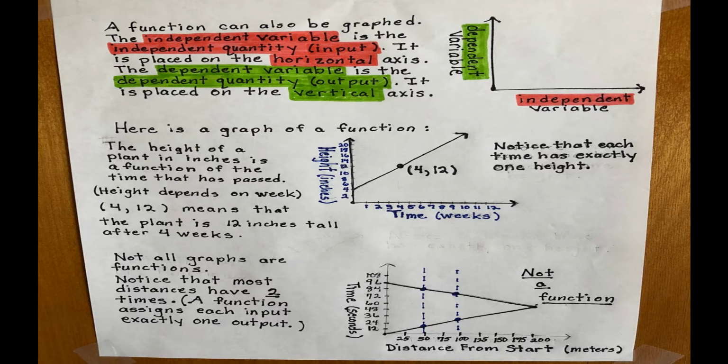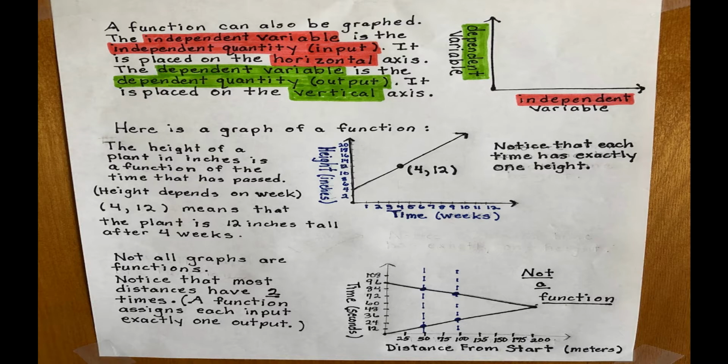The point 4, 12 means that the plant is 12 inches tall after 4 weeks of time has passed. Notice that each time has exactly one height. Not all graphs are functions.